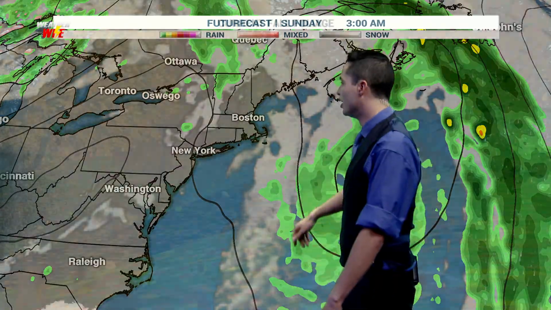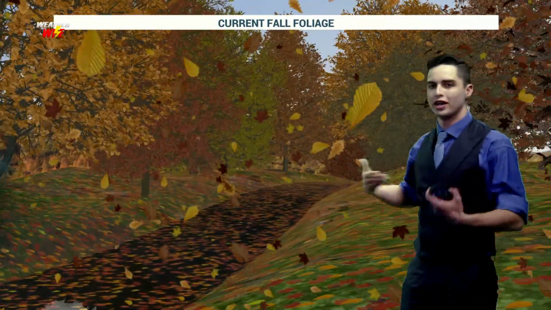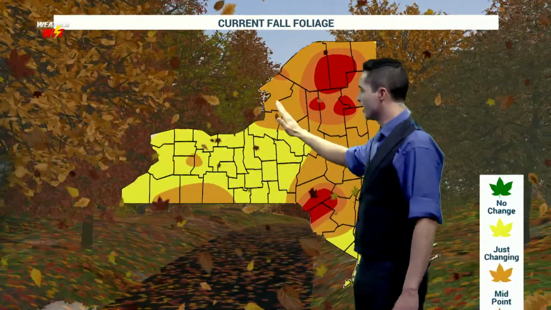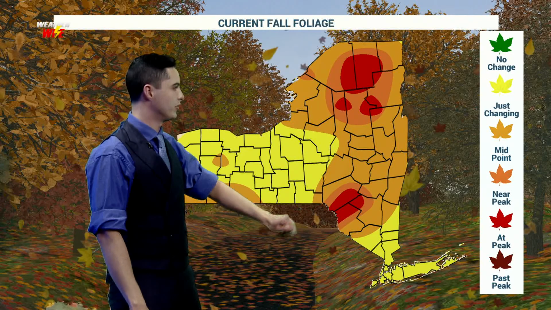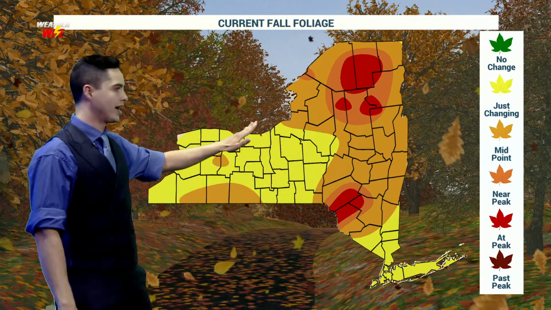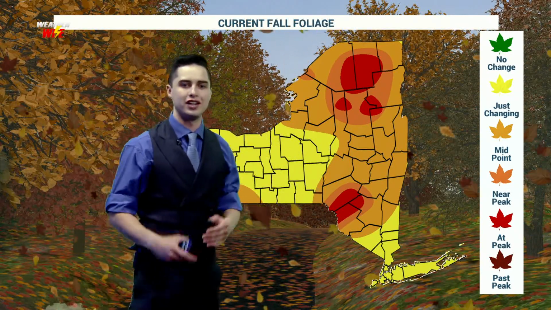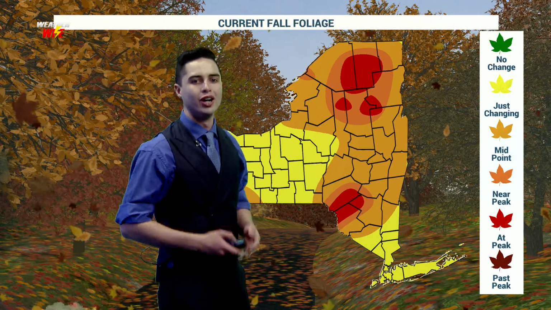So our current fall foliage, right here back at home in New York State, we're looking at some beautiful fall foliage right up here in the Adirondacks region, as well as down here in the Catskills. Right here in Oswego County, though, we're not seeing too much leaf change just yet, but as our temperatures begin to drop down a bit, we should be seeing those leaves start to change a lot more.